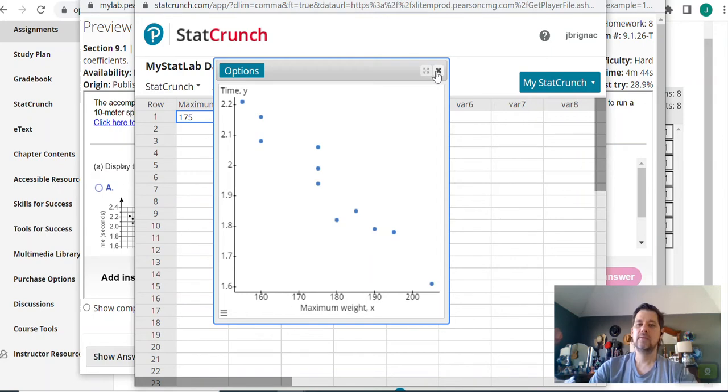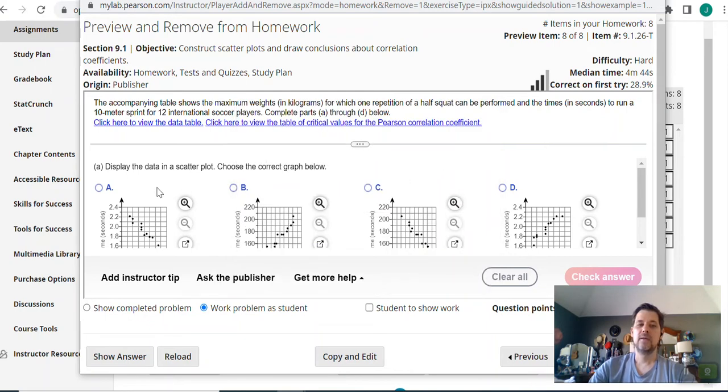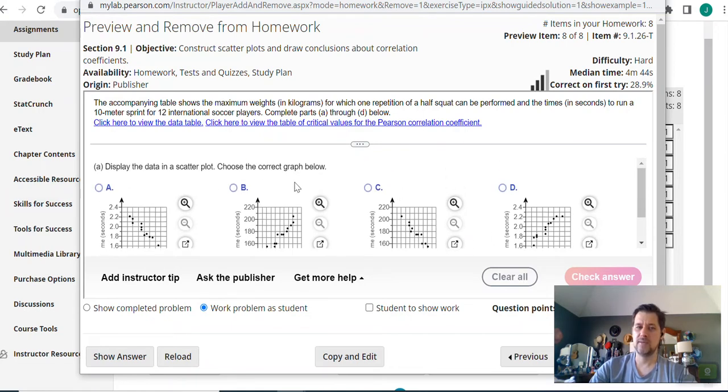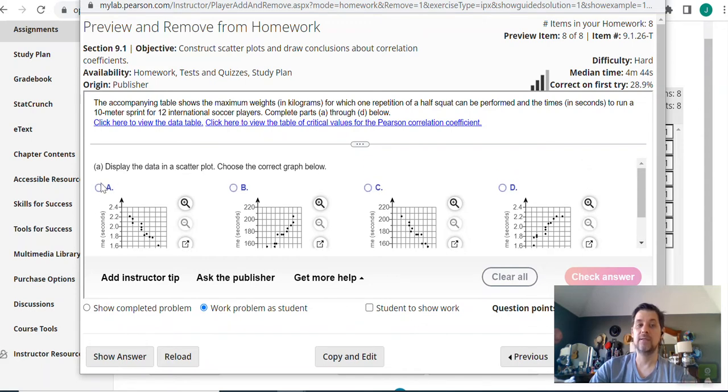So let's see if we can recognize that first. That was this first one, right? It was definitely not that one, because that's a positive correlation, and it's definitely not this one. It's got to be A or C, but the way the data was given to us, time was the Y variable, or the vertical variable, and weight was the horizontal. So it's got to be A.